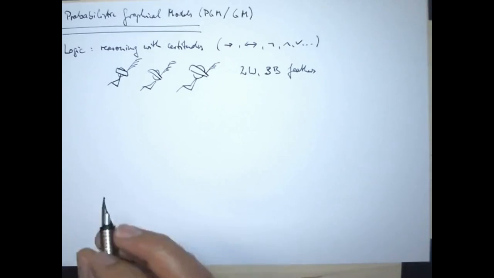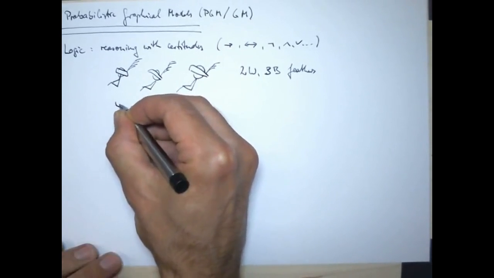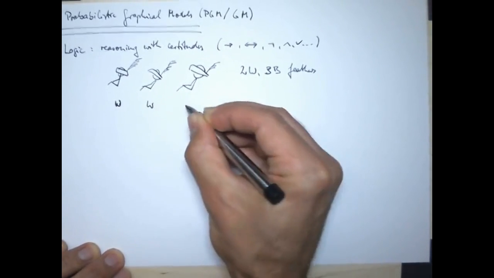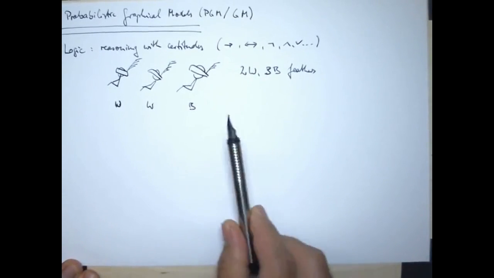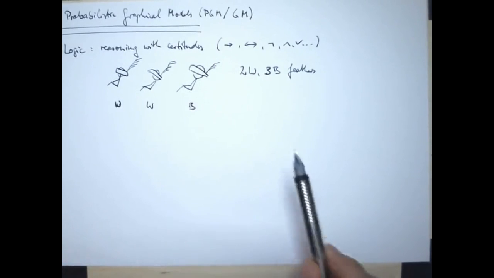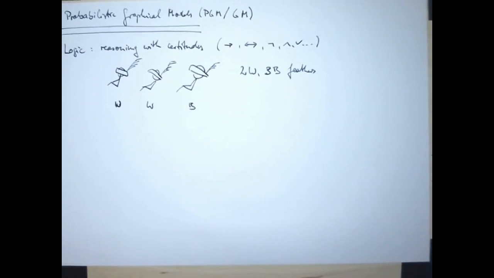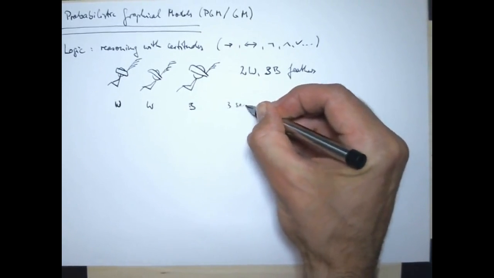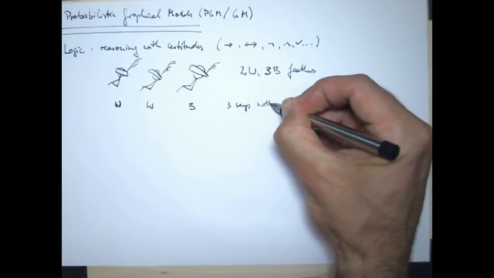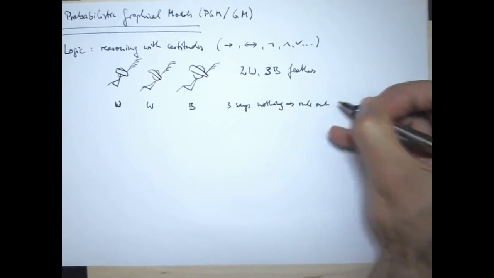So what are the possible configurations? We could have white, white, black. If this had been the case, then guy number 3 would have known that necessarily he must have a black feather, and he would have said so. But he didn't say anything. So guy number 3 says nothing. So we can rule out this configuration here.